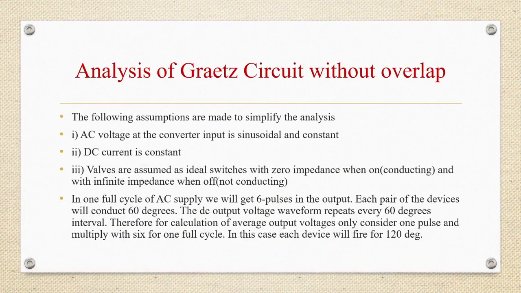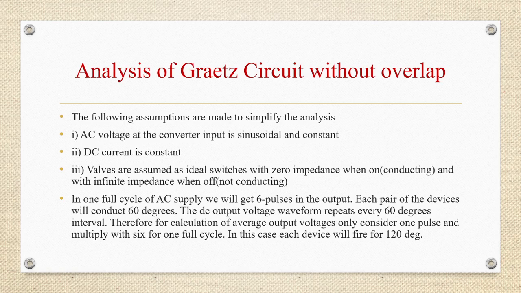The following assumptions are made to simplify the analysis. First one is AC voltage at the converter input is sinusoidal and constant. Second is DC current is constant. Third is valves are assumed as ideal switches with zero impedance when on, that is when conducting, and with infinite impedance when off, that is when not conducting.